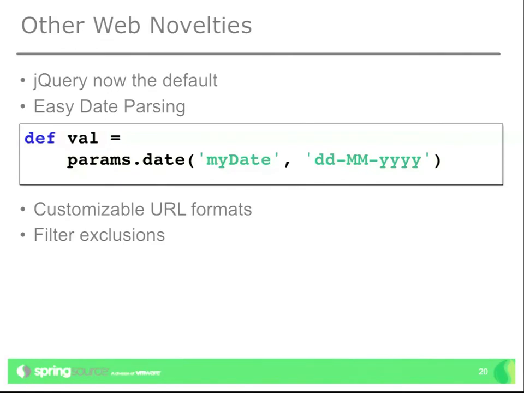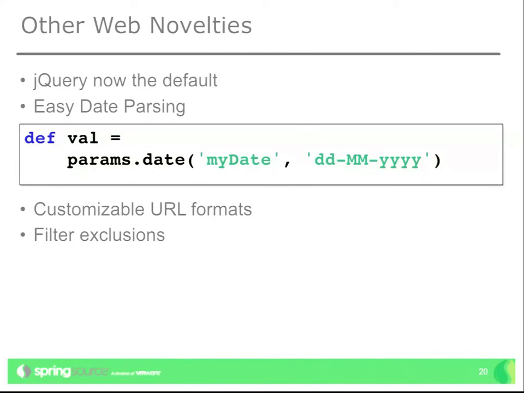What the code here is doing is invoking a method called date, and the date method accepts two parameters. The first is the name of the request parameter that we're interested in. So there must be a request parameter called myDate. The second argument to the date method is a date format, right? So we're going to parse the myDate request parameter using the date format specified there, 2-digit day, 2-digit month, and 4-digit year. It creates a date object, and what's returned from this date method is a java.util.Date object.